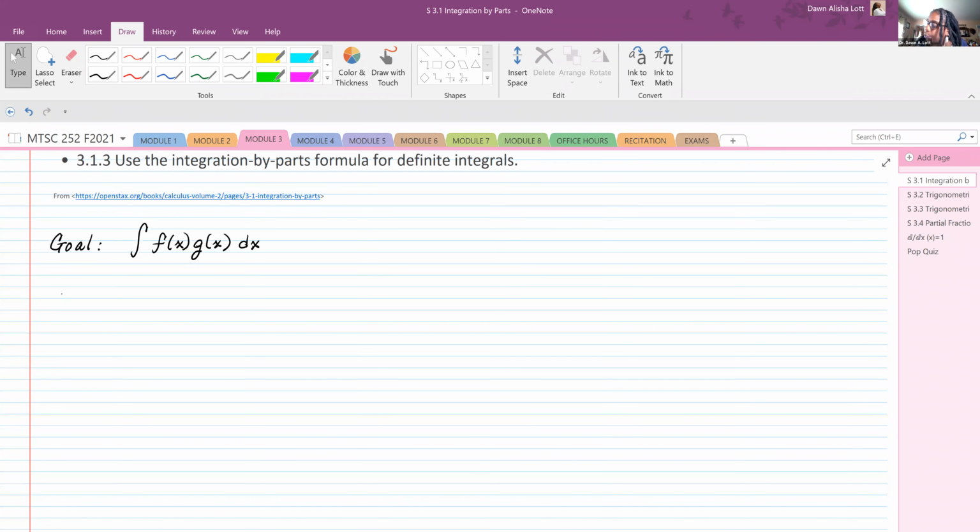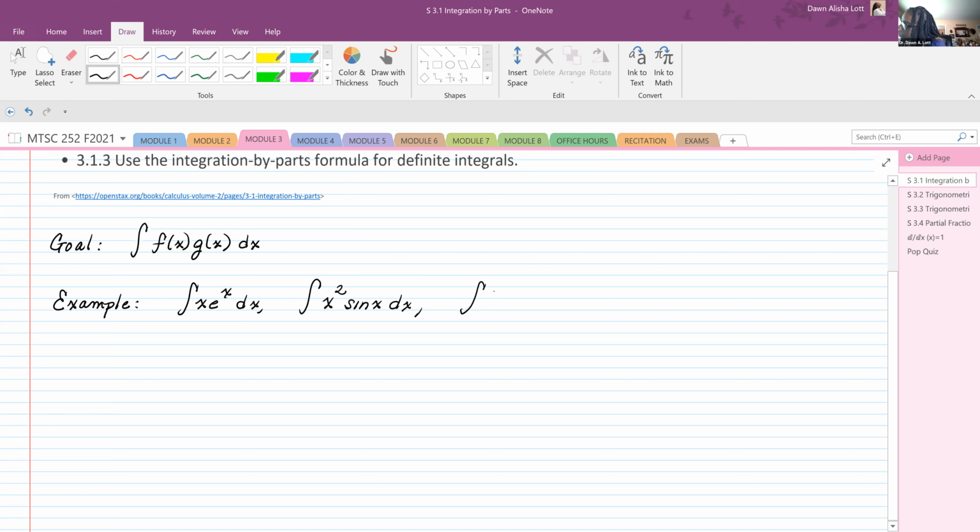Okay, so for example, and this is why I did that little mini quiz, you may have to integrate x e to the x dx, or you may have to integrate x squared sine x dx, or you may have to integrate the tangent inverse of x dx. So all of these things are difficult integrals that we need to learn how to do.